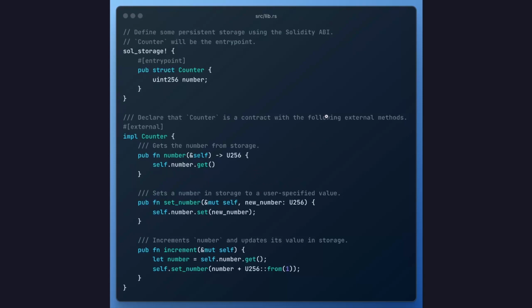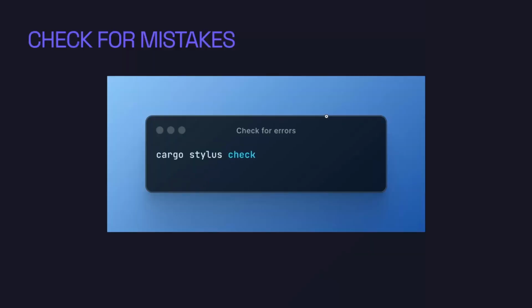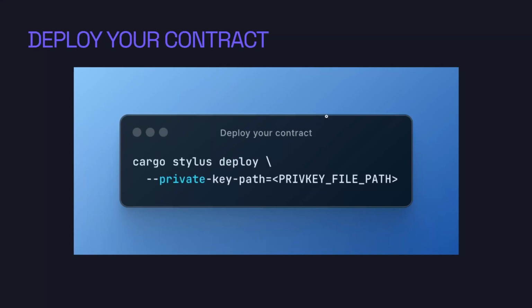So you have this contract. Now, how do we deploy it? First of all, we do cargo stylus check. This compiles the contract and makes sure there are no compilation errors or whatever. So you do cargo stylus check, and if it gives you any errors, you go back and fix those errors. If there are no errors, you continue.